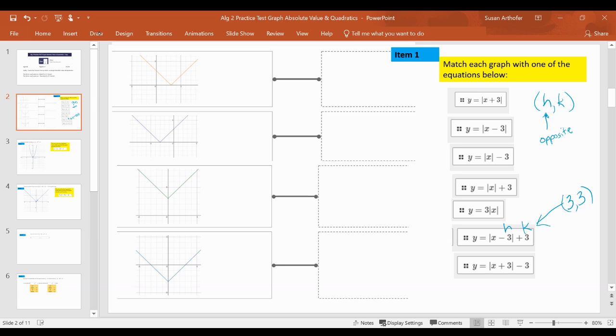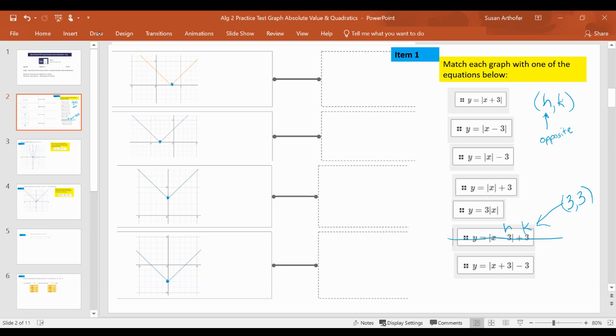So do any of these graphs have a vertex? You're looking for the dot here. Do any of them have a vertex at over 3, up 3? No, so that can't possibly be one of them, because not one of those graphs have a vertex at over 3, up 3. Okay? And remember, if there's not a number, then it's a 0.